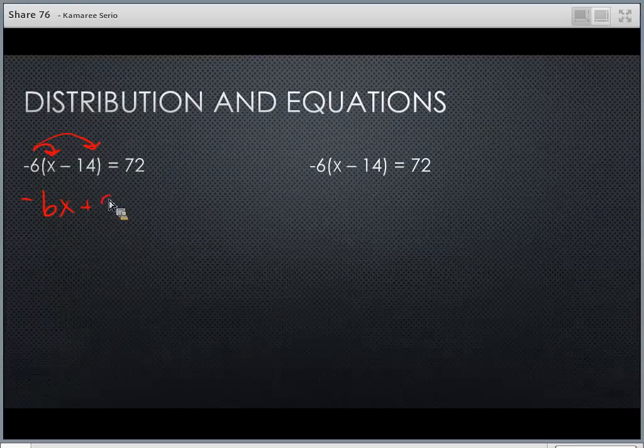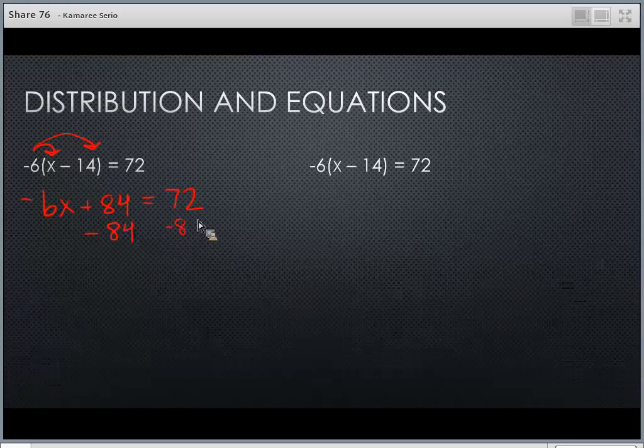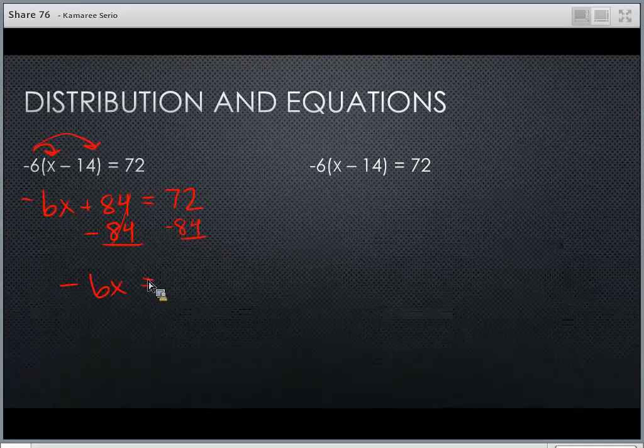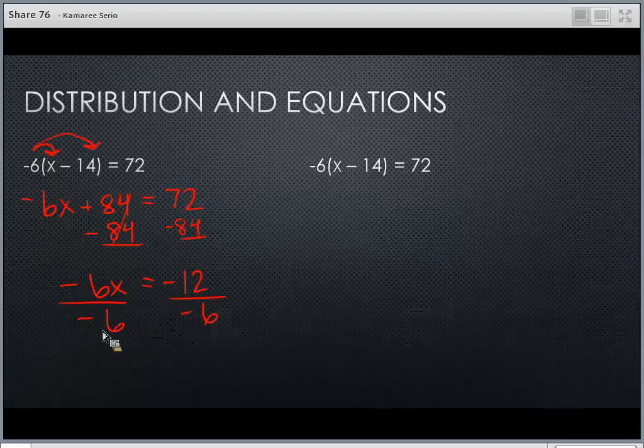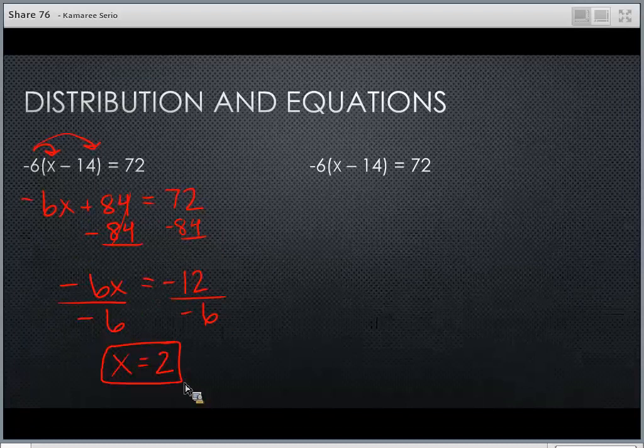And that gives me positive 84, and this is equal to 72. Okay, so from here, I want to get rid of this 84, so I'm going to subtract 84. This gives me negative 6x equals, I'm just double checking my calculator really quick, negative 12, and then I need to divide both sides by negative 6. So x is equal to 2.